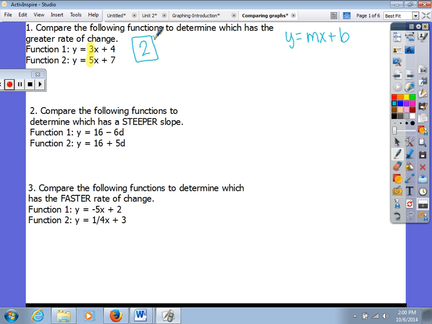Okay, number 2, compare the following functions to determine which has a steeper slope. Now, we're talking about steep. I want you to think about this. Steepness, what have you heard that's described as being steep? What do we talk about? A mountain, stairs, a hill. Okay, you can walk up a hill. What else can you do? Run down a hill, right?